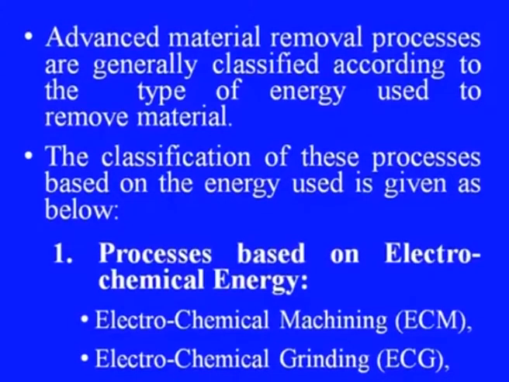Advanced material removal processes are generally classified according to the type of energy used to remove material. The classification of these processes based on the energy used is given like this. Number 1, processes based on electrochemical energy. These processes include electrochemical machining, in short known as ECM, very popular as ECM. Then electrochemical grinding, in short known as the ECG process.